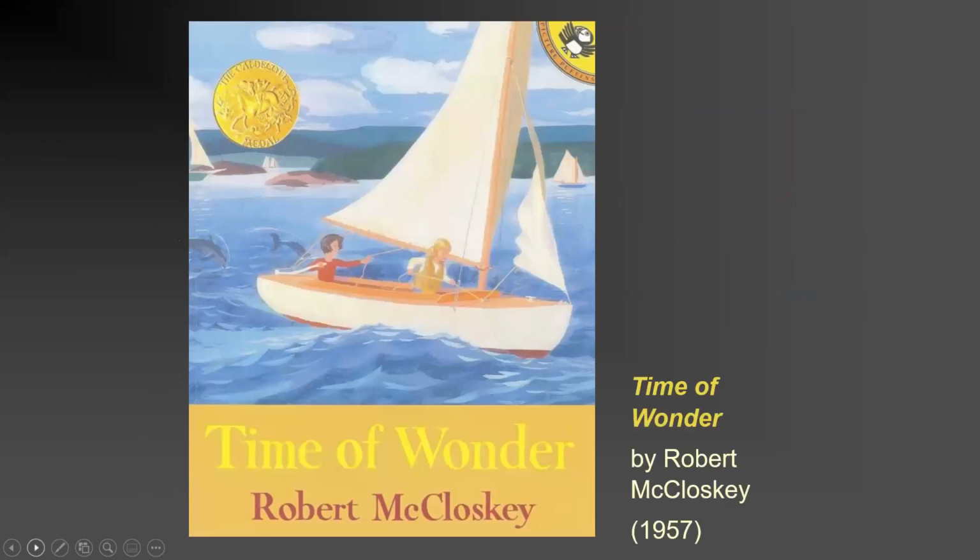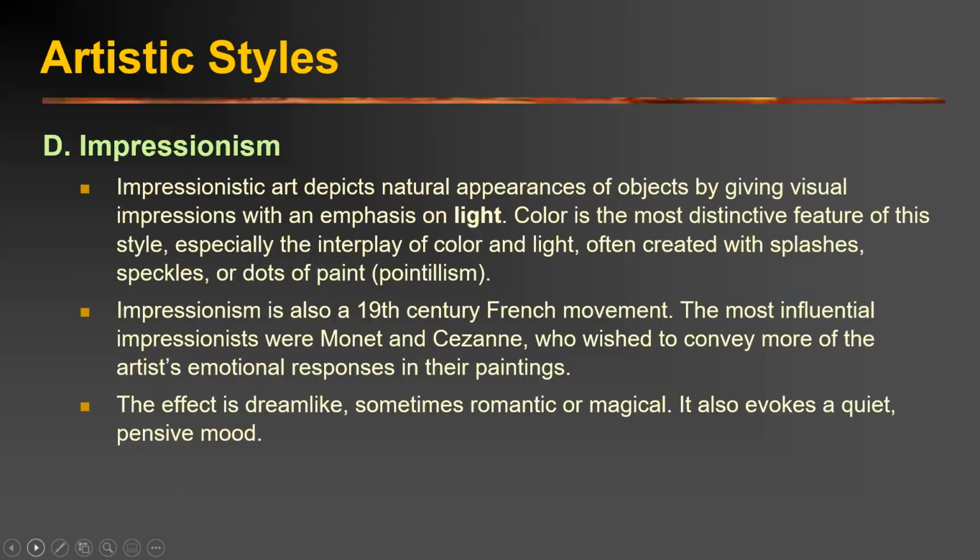So, use of light colors. So the effect is dreamlike. So use of Impressionism effect is dreamlike, sometimes romantic and magical. Also evokes quiet and pensive. So, quiet and pensive mood, magical, andyan na lahat yan. So that is Impressionism.